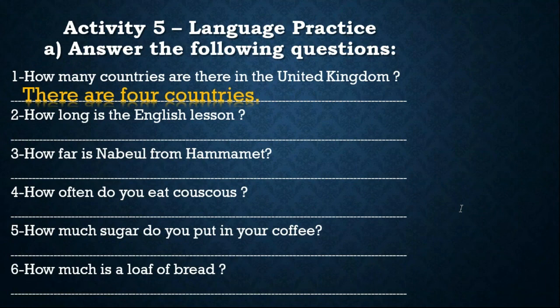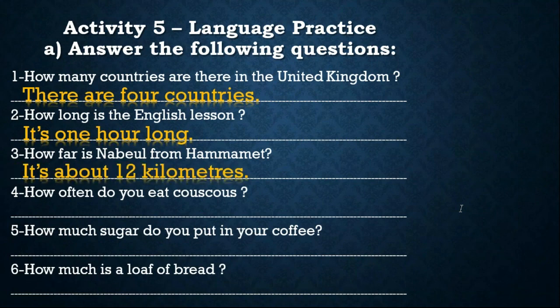Now, how long is the English lesson? It's 1 hour. Now, I'm talking about the class session we have at school. So I say it's 1 hour long, okay? How far is Nabeul from Hammamet? About 12 kilometers. It's 11.7, exactly, right? So it's about 12 kilometers.